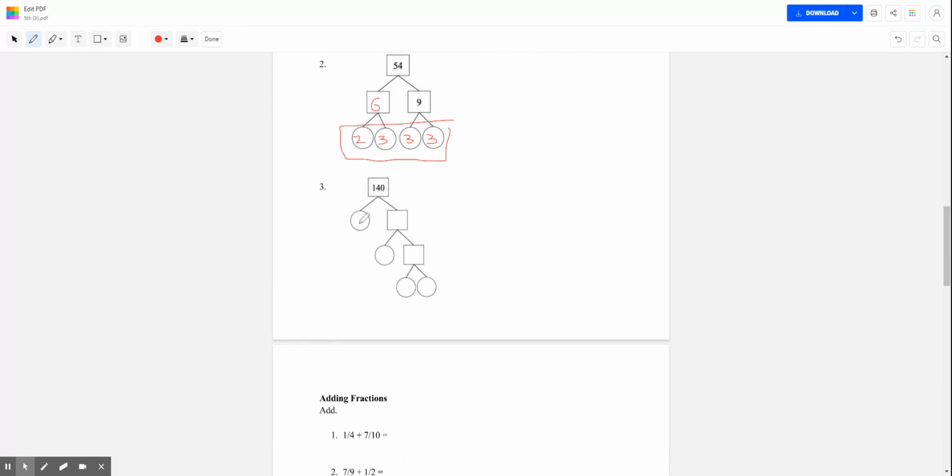140. It factors into 2 and 70. 70 factors into 2 and 35. 35 factors into 5 and 7. We only have prime numbers here, so we can't factor anymore. So we're done with the factor tree.